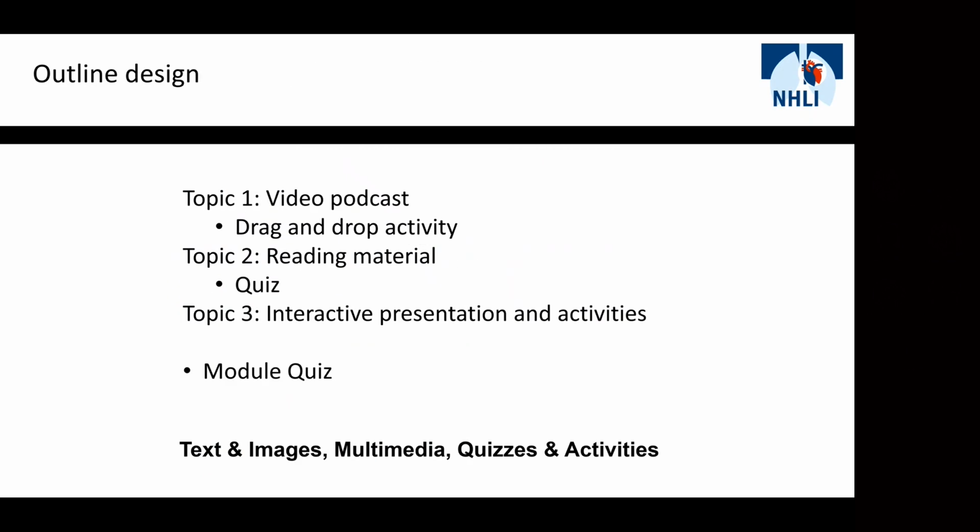So to begin with, we start off with outline design. Now, the purpose of an outline design document is really to map out the module or the course. So we begin with our topics, and then we enter into conversation around how we would prefer to deliver each topic and the learning assets that we'd like to include for each topic. So the types of learning assets would be text and images, multimedia content, and quizzes and activities.